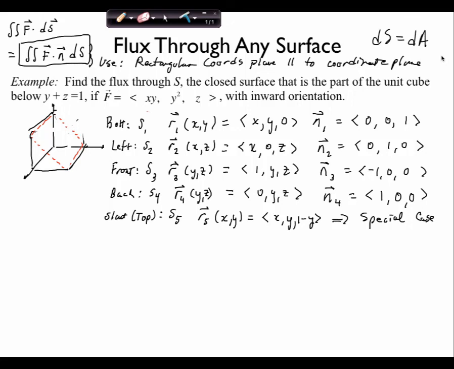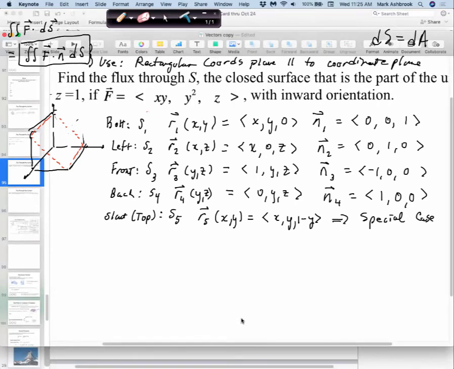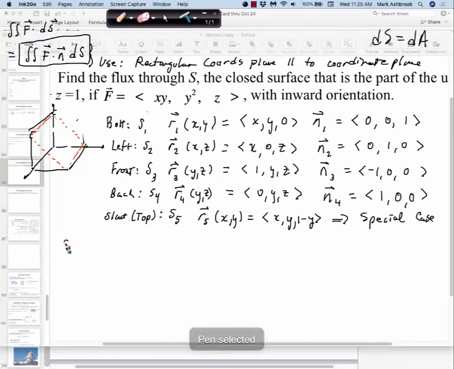Okay, so check with each other as you go. Our goal is to get the total flux inward into this surface. And I'll take attendance. Okay, for S1, did you get 0? Any questions on that? I'll just say it verbally: xy, y squared, 0 dot 0, 0, 1. Is that what you got for S1? xy, y squared, 0 dot 0, 0, 1 turns out to be 0.